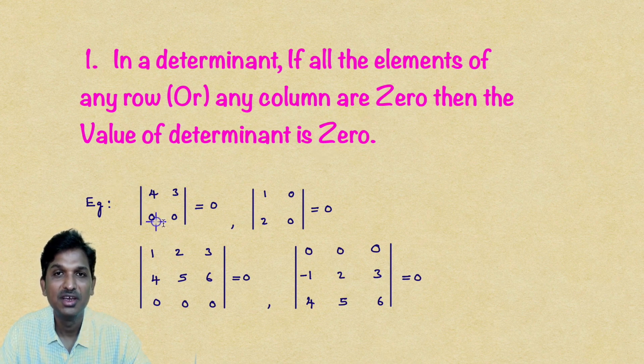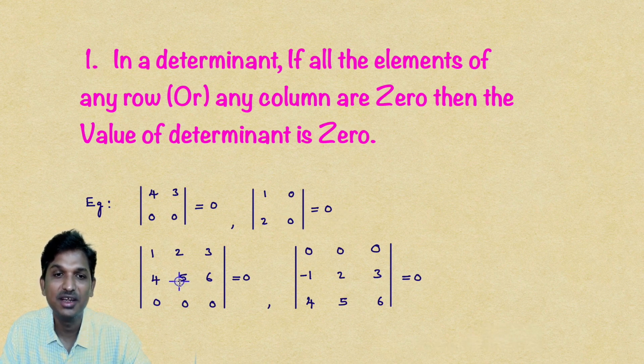In this determinant, all the elements of second row are 0. So, what we can say from this property? Without expanding, I can say the value of this determinant is 0. You observe, in this determinant, all the elements of second column are 0. So, the value of the determinant is 0.